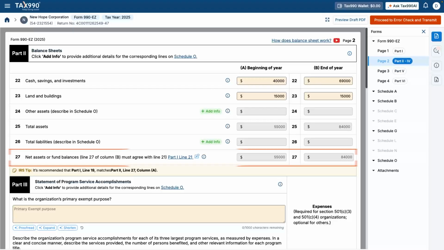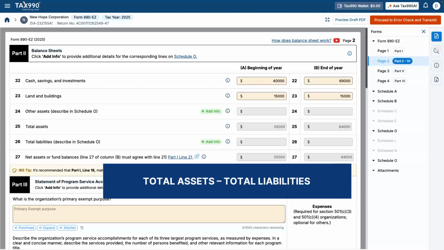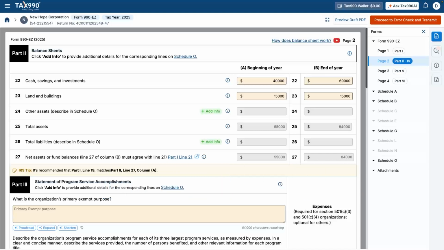Line 27, net assets or fund balances. This is one of the most important lines on the entire form. Net assets represents the organization's true financial position after liabilities are subtracted. The formula is total assets minus total liabilities. For our example, at the beginning of the year, $55,000 minus $0 equals $55,000. And at the end of the year, $84,000 minus $0 equals $84,000.